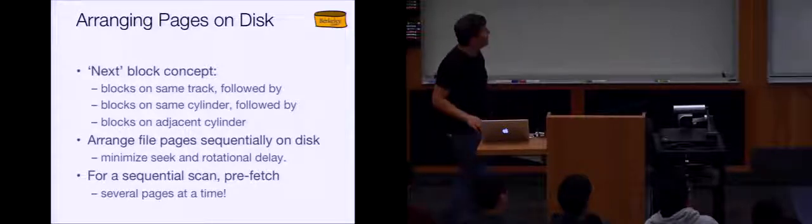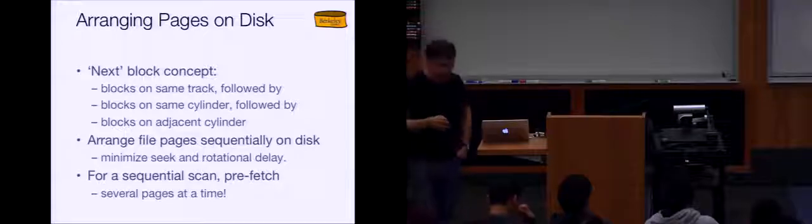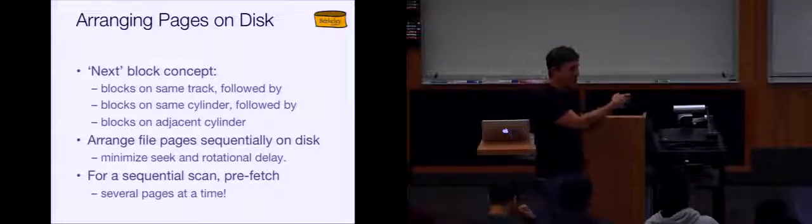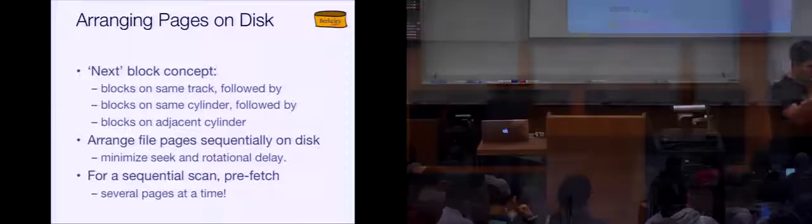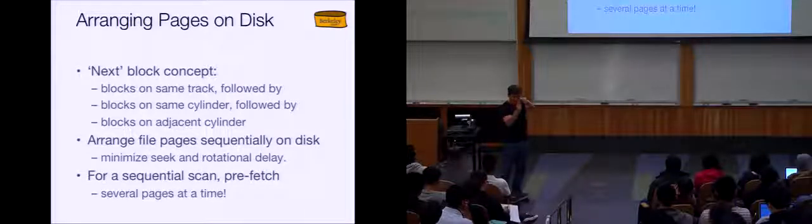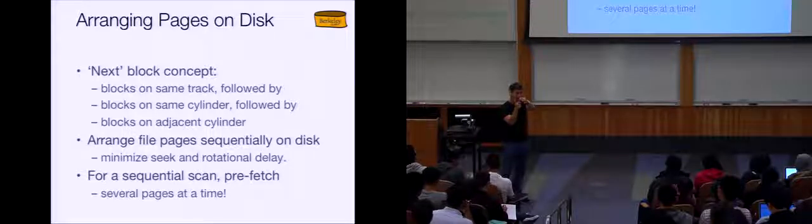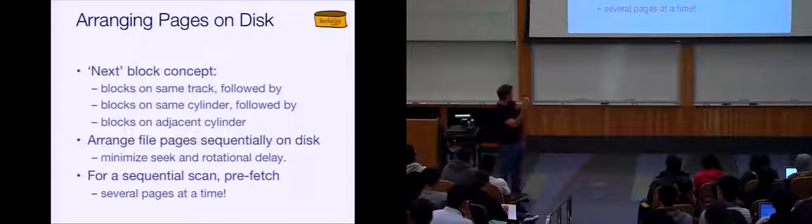All right, and to that end, we're going to arrange pages on disk with some logical notion of things being sequential, of there being a next block after the current block. So you can think about it: the disk is spinning, the head is here. This is block number 1. As it rotates, the next block that will come under the head, think of that as block number 2. Okay, so those things are very close if they're next to each other on the same track.